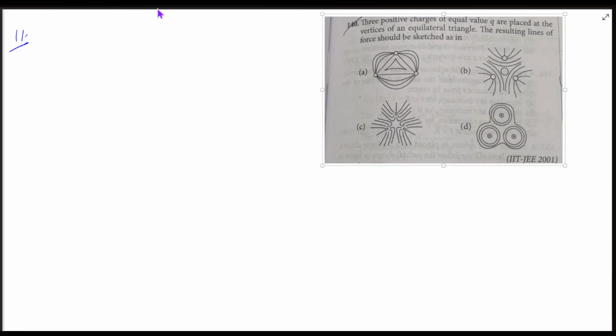So this question is again based on electric field. We have three positive charges of equal value placed at the vertices of an equilateral triangle. Okay, so here we have one, here we have another, here we have another. Now we have to make the resulting field lines. So here we can also eliminate the odd one out.